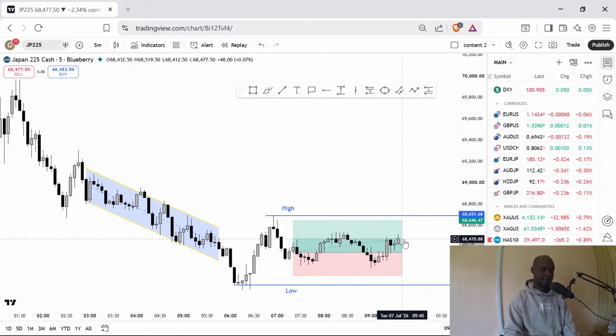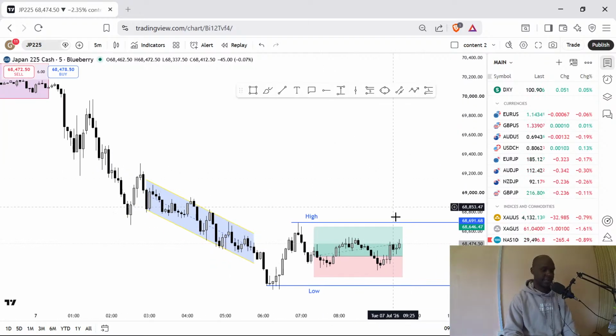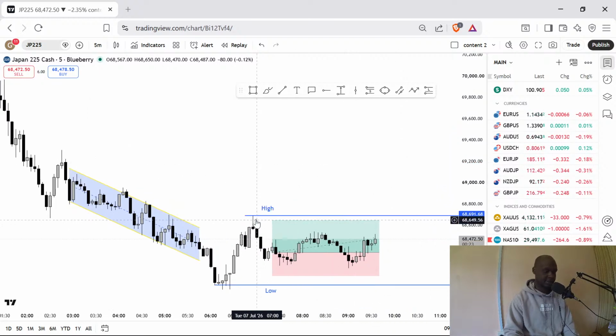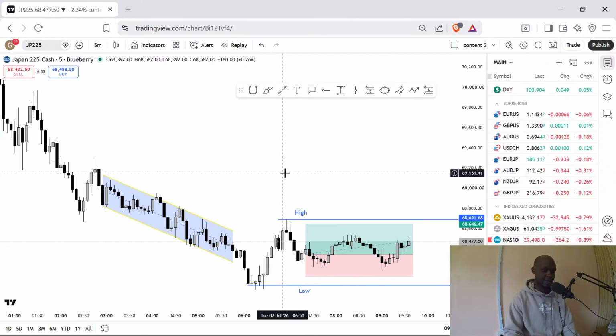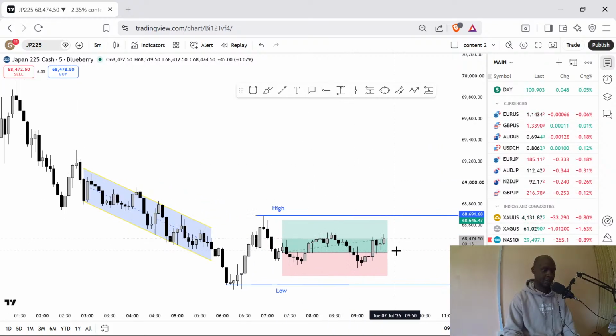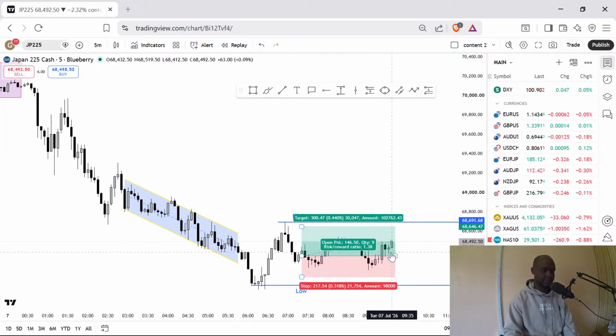Price is just slightly above my entry, but still not gotten the commitment I'm waiting for. I'm looking to see if I can get some strong commitment from the buyers to push prices higher. Still waiting for price to break this high. Now, if you break this high, I'll be able to move my stop to break even, because I'll place it just below the low of this candle.